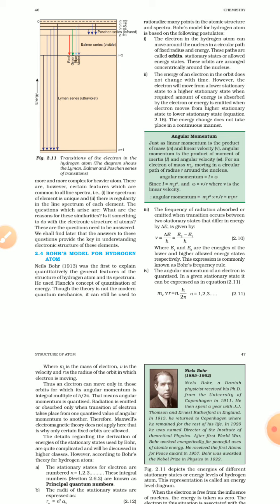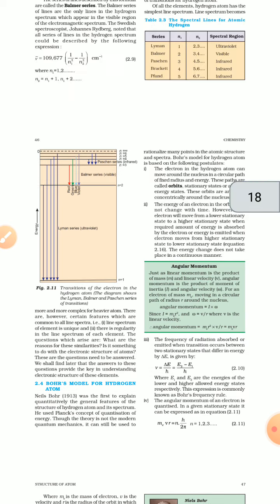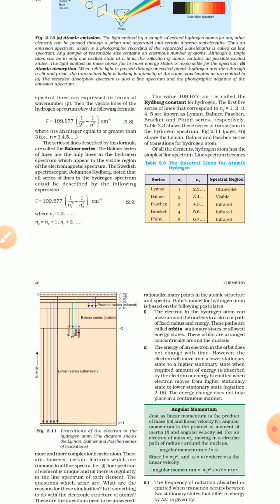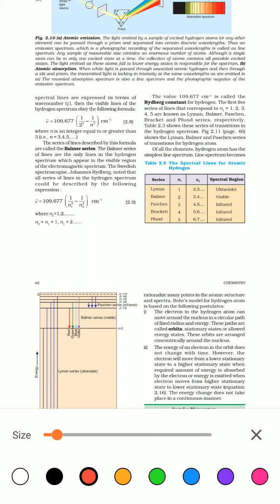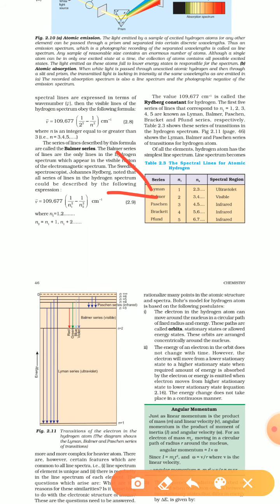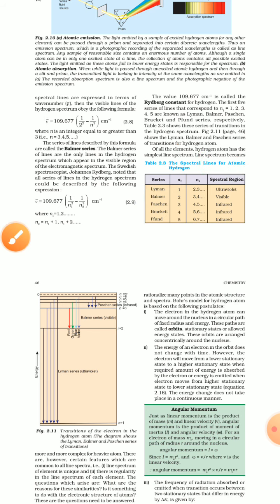After the previous class, we had discussed various series of line spectra which are formed by the hydrogen atom: Lyman, Balmer, Paschen, Brackett, and Pfund. And we also went through the equation which helped us find the wave number, or the particular value of these scenarios, or in which spectral region they come under.